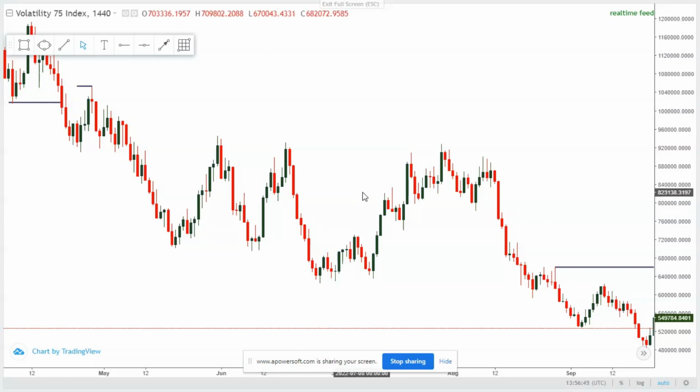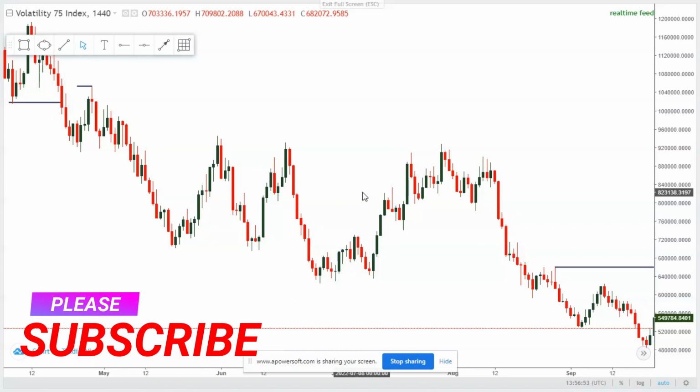It's going to be part 2 of this, and then mainly we are going to be talking about order blocks. But order blocks is just a term that we use to mean supply and demand zones.